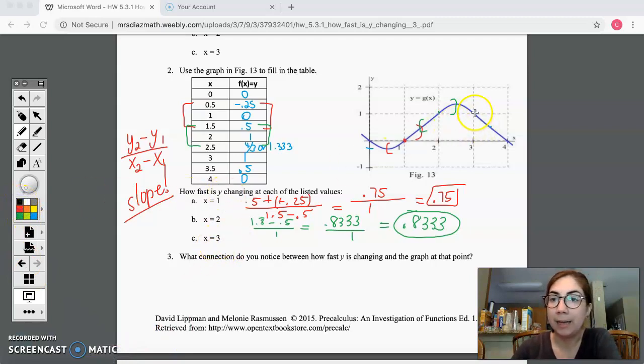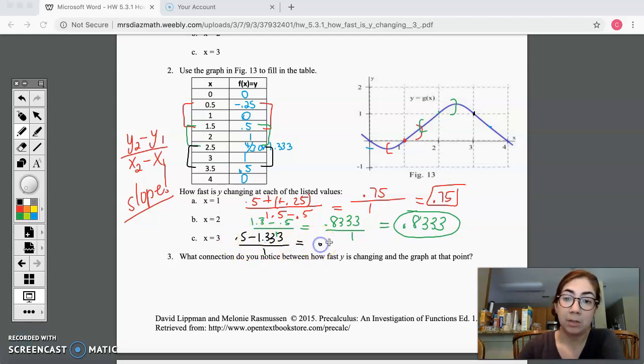Is 3, x equals 3. We're going to go ahead and go on either side of 3. So I've got 0.5 minus this 1.333 repeating, all over 3.5 minus 2.5, which is 1. So this time, instead of a positive value, we got a 0.5 minus a 1.33. So that's going to be negative 0.833. Is that right?